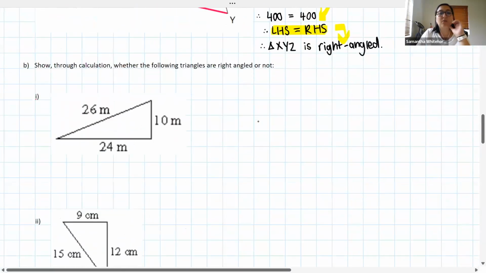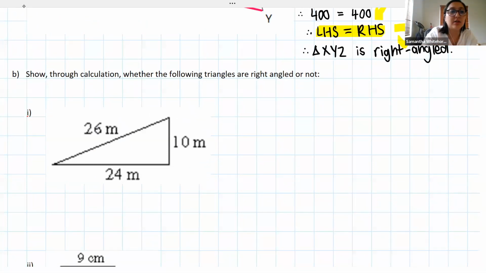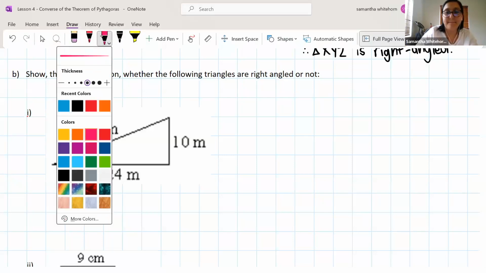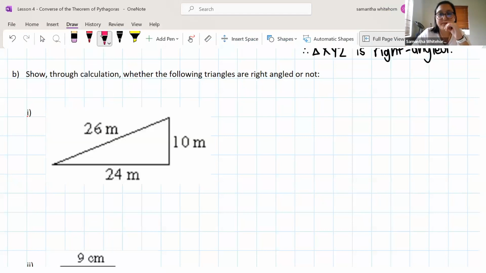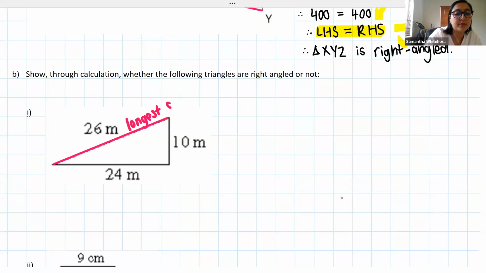All right, so let's have a look at a second one. The second question says, show through calculation whether the following triangles are right-angled or not. We have a few triangles, but this is the first one that we need to look at. Remember, the first thing that we do is we identify the longest side. So grade 8, which side is my longest side here? Nice, well done. Excellent, guys. So exactly, 26 meters is my longest side.